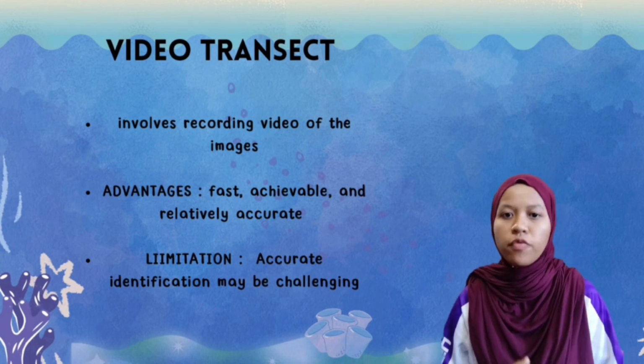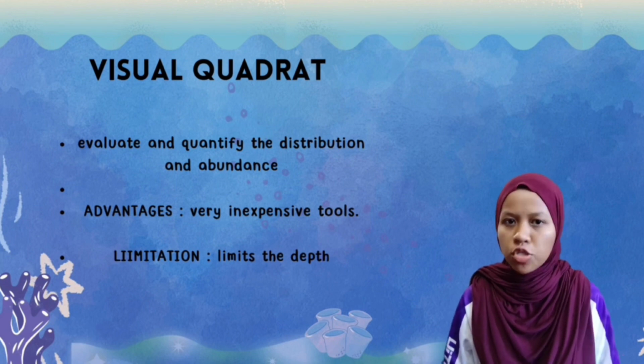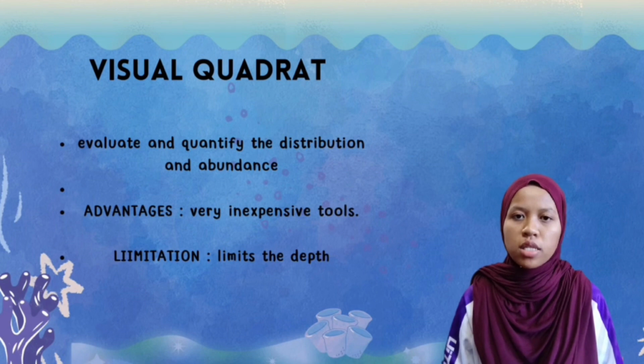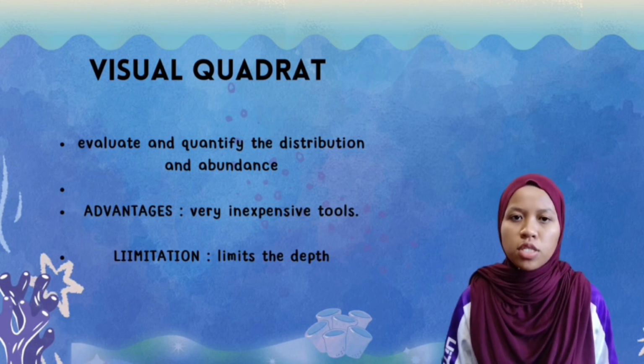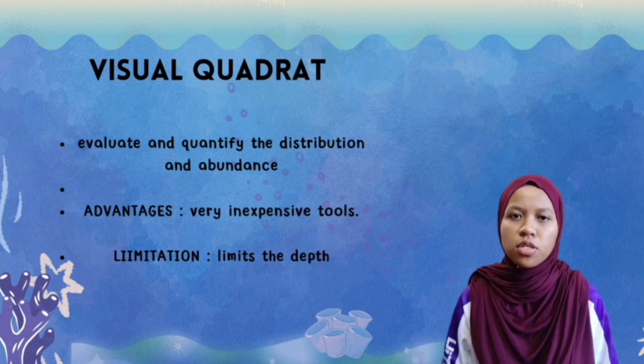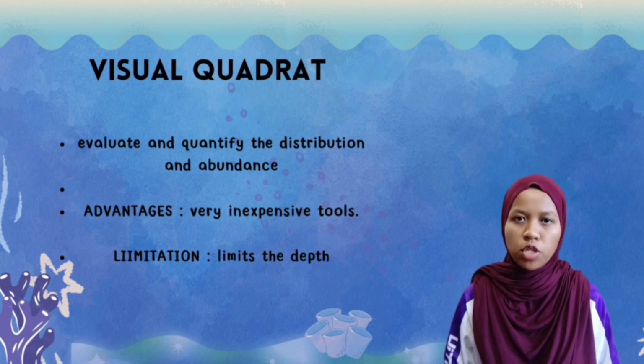The next method is the visual quadrant, which is frequently employed in ecological research to evaluate and quantify the distribution and abundance of organisms in a given area. The advantage is that visual quadrants are frequently implementable with very inexpensive tools, and the limitation is that the depth to which researchers may dive safely or place equipment limits the depth of visual quadrants.